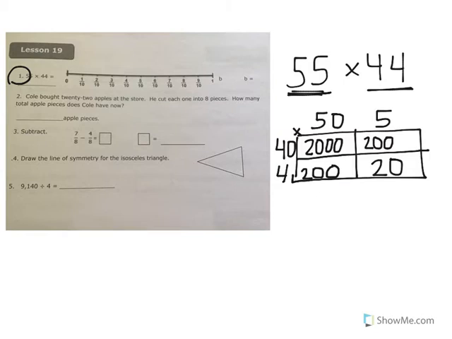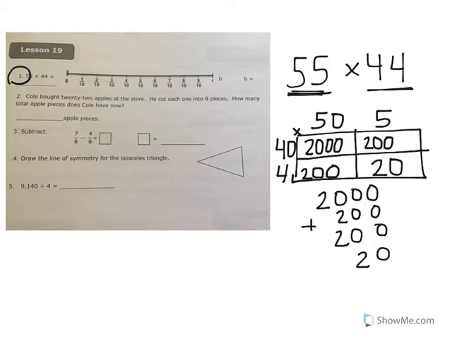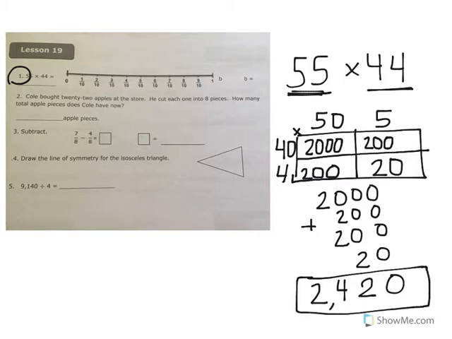So now what do I do? I add up all of the products of each box, also known as partial products, all together to get the final product of what 55 times 44 is. So my final answer to 55 times 44 is 2,420.